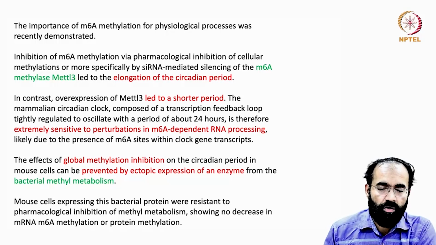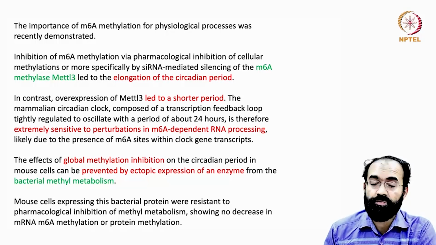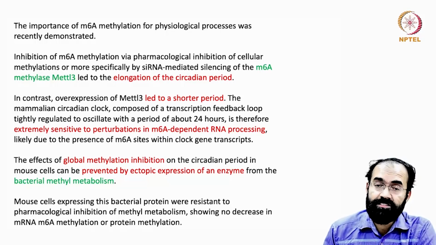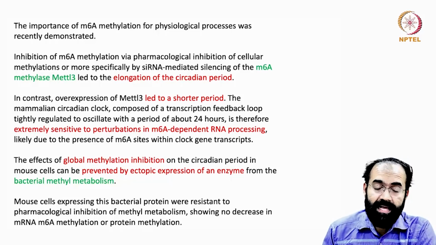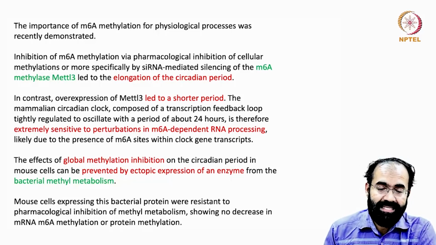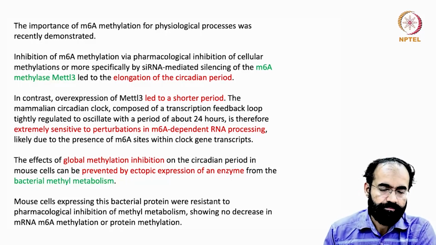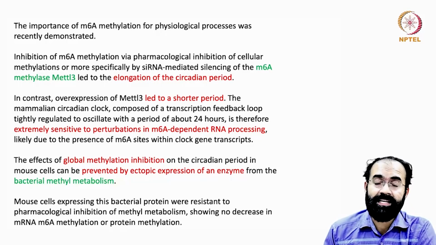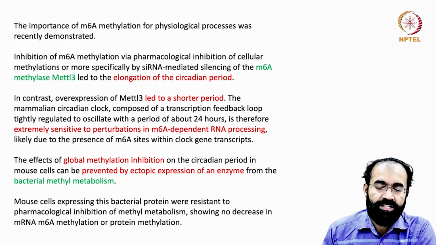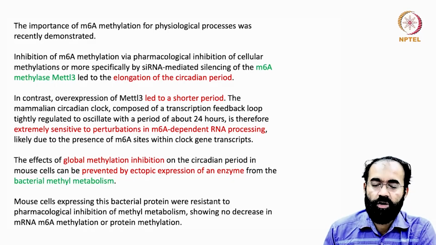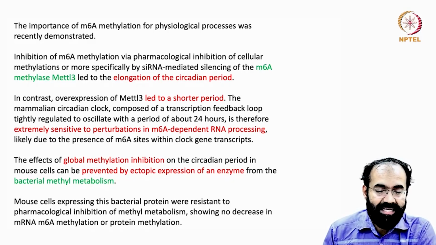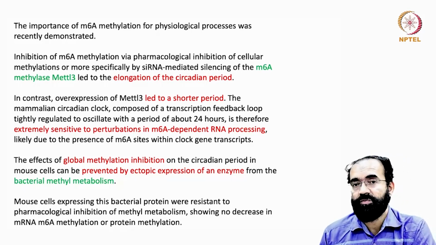The mammalian circadian clock, composed of a transcription feedback loop, is tightly regulated to oscillate within a period of 24 hours, and therefore it is extremely sensitive to perturbations in M6A dependent RNA processing. It is likely due to the presence of M6A sites within the clock gene transcripts, or clock gene mRNAs. The effects of global methylation inhibition in this experiment on the circadian period in mouse cells can be prevented by ectopic expression of an enzyme from the bacterial methyl metabolism. That is one way of rescuing it.